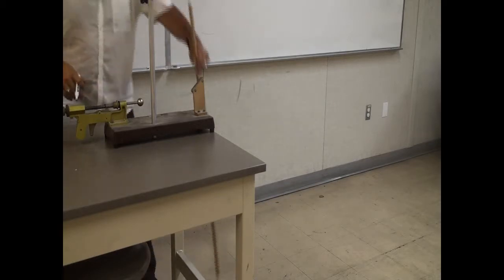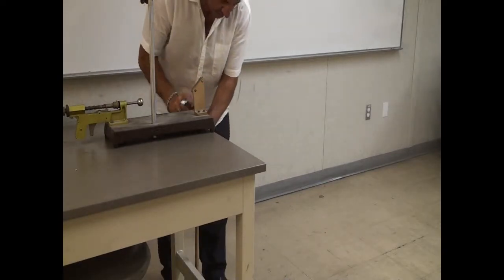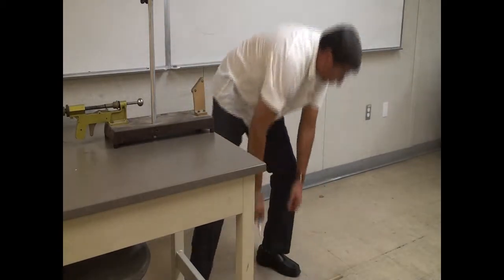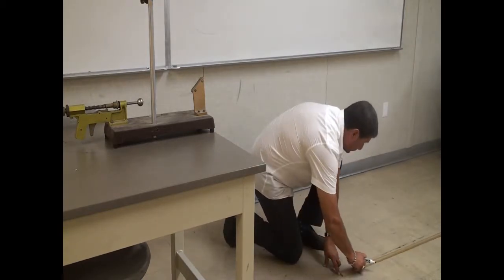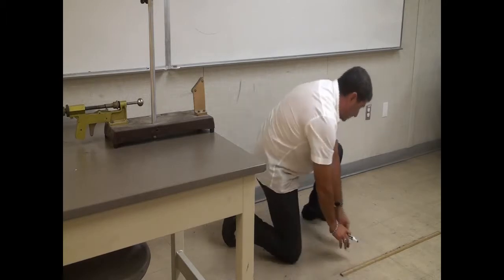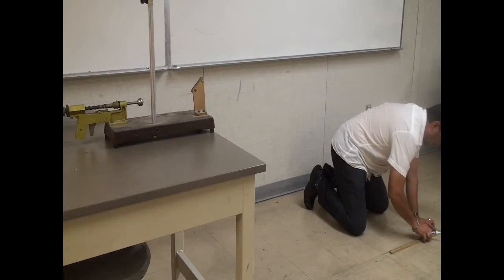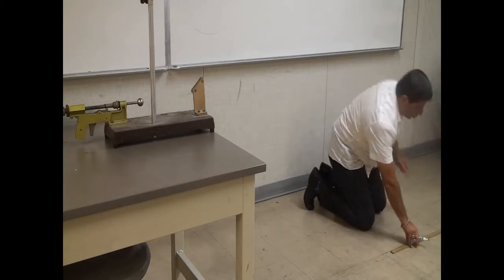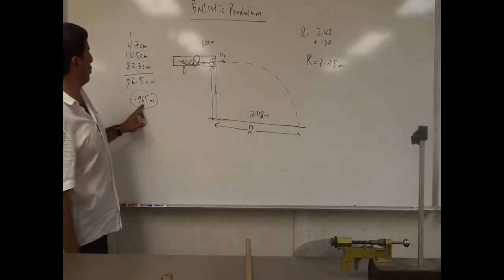Then I'm going to add that to the edge of the table to where it fell on the ground, okay? So the edge of the table is about here, okay? So then I just go down. This is 1 meter. Two meters, okay, 2 meters and 48 centimeters, so 2.48 meters. So now I have the height at 0.965 meters.